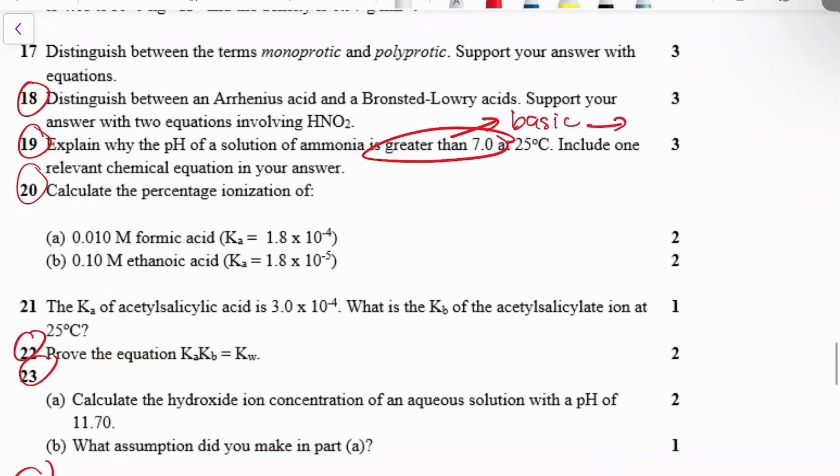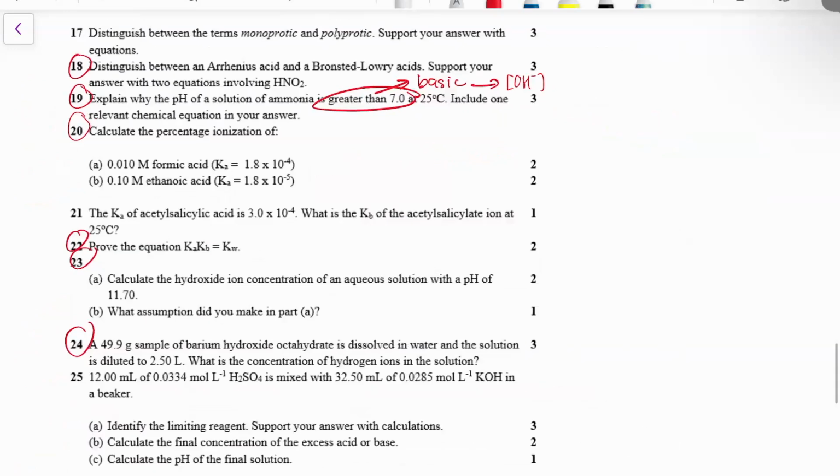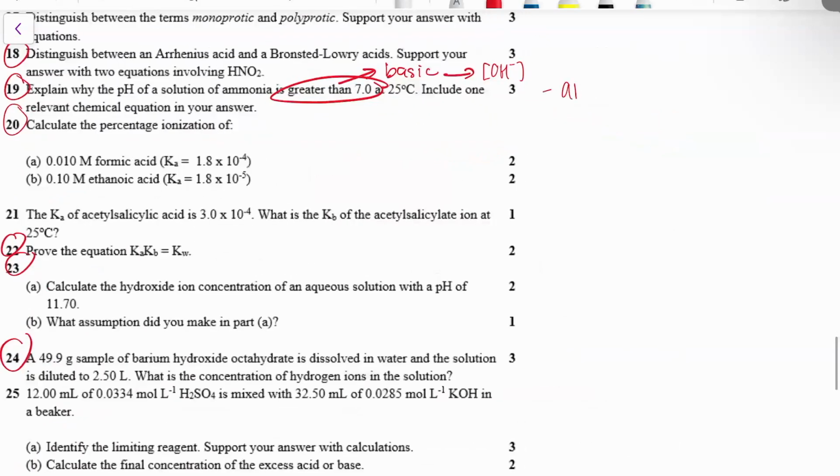And something's basic due to the presence of the hydroxide ion. Good. So I've broken this question down and now I understand what they're actually asking me to explain. They're asking me to explain why the pH is greater than 7, which is asking me to explain why ammonia is basic, which is basically saying, prove to me or tell me that ammonia makes hydroxide in solution. Okay, so question 19, ammonia.